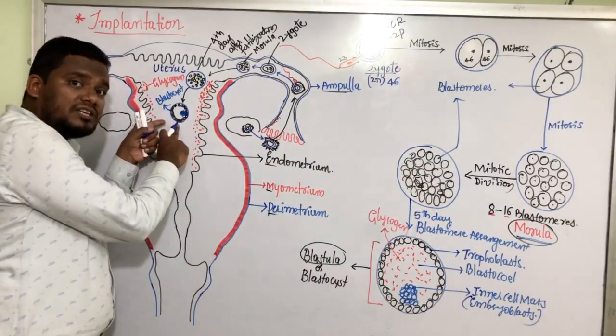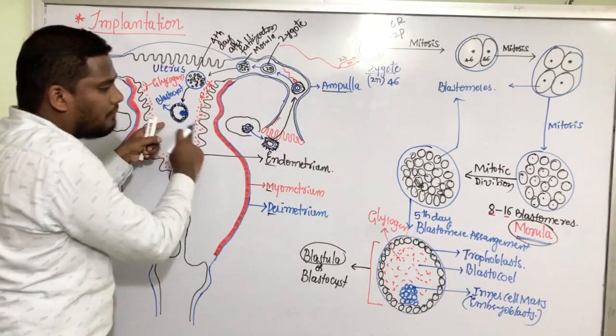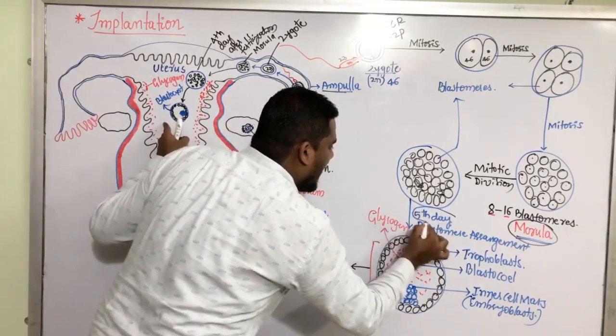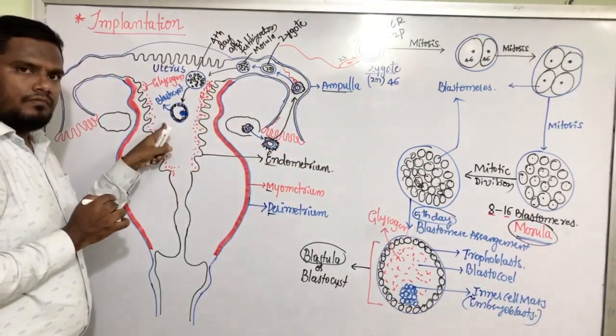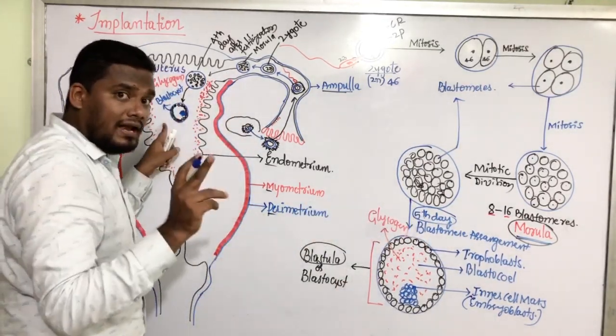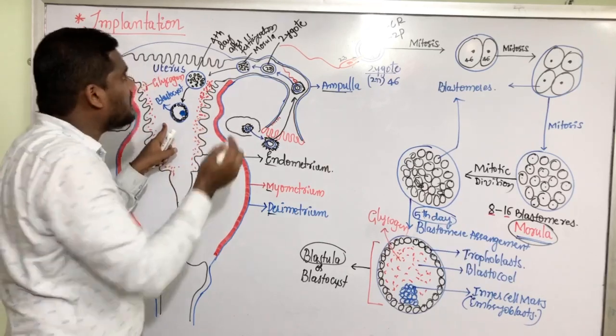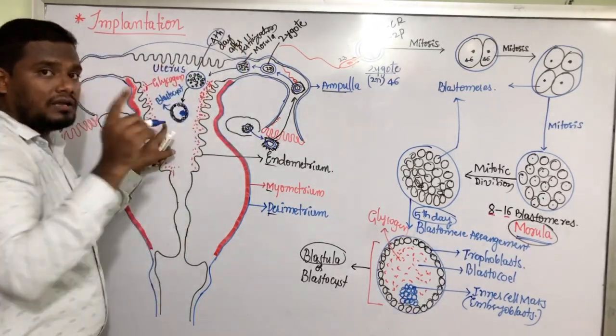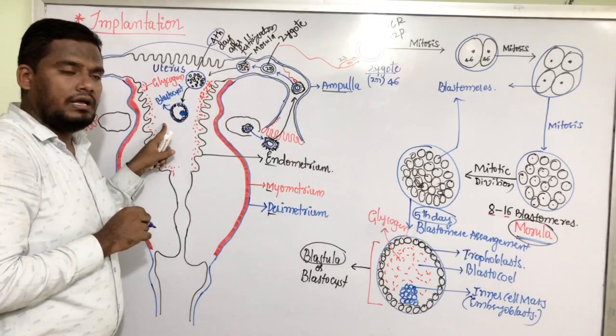This structure is formed on the 5th day after fertilization. When is the blastula formed? On the 5th day. When does the morula enter the uterus? On the 4th day. Remember, these 2 days are very, very important.